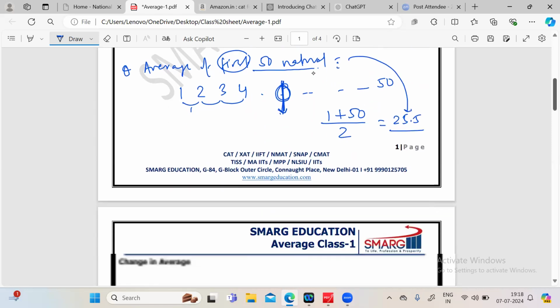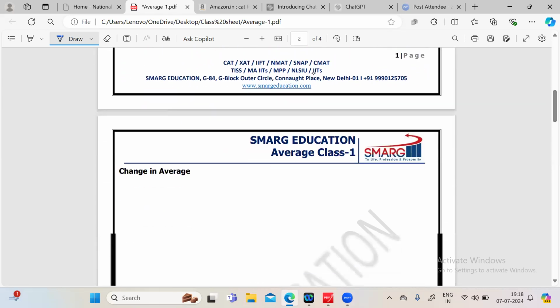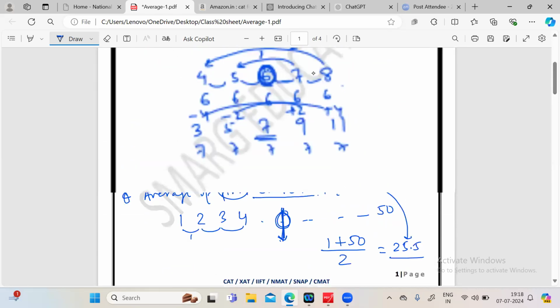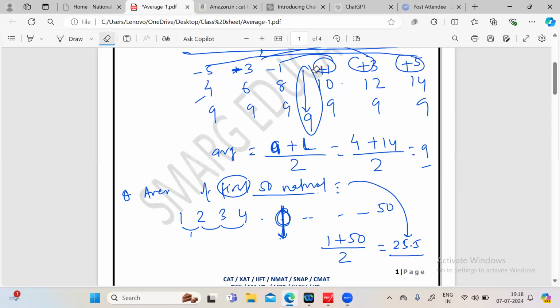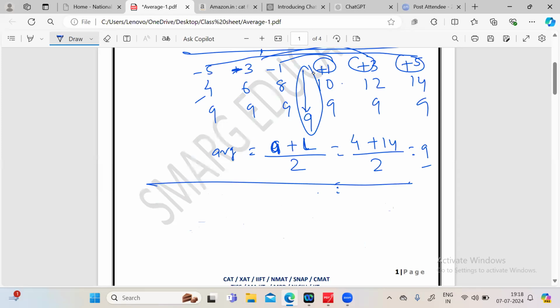A few things to observe here: if it is a set of consecutive numbers and the count of numbers is even, like if we take 4 consecutive numbers, the average will not be an integer. Are you getting my point? If we take 4 consecutive numbers from any place, like 9, 10, 11, 12, the average will be 10.5.